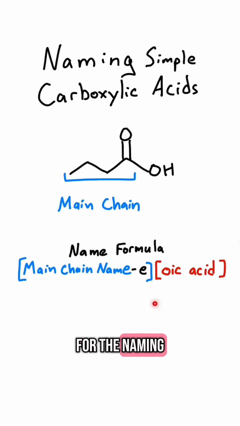And so then for the naming formula, we just take that chain, and then we have the main chain name, and then you drop the E off the end. So you take whatever the alkane would be and drop the E off the end, and you just throw on oic acid. It's that simple.